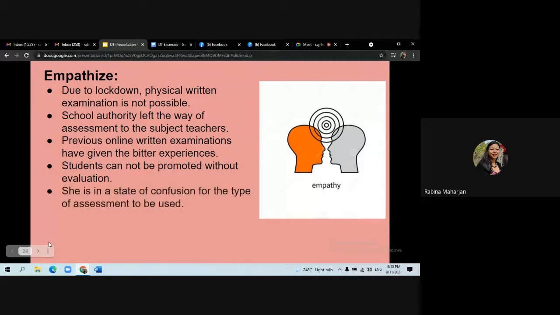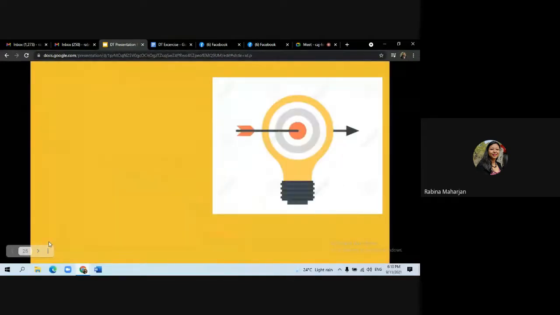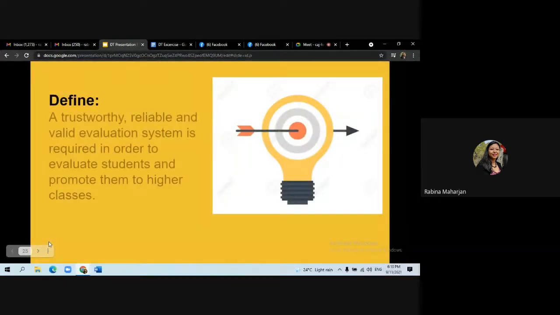And she is in a state of confusion about the type of assessment to be used. And again, she's expecting some convincing and trustworthy evaluation. So after empathizing with her through a series of interviews, we extracted her feelings and her thought process, and we came to the conclusion of defining the real problem, which goes like this: she wants a trustworthy, reliable, and valid evaluation system.